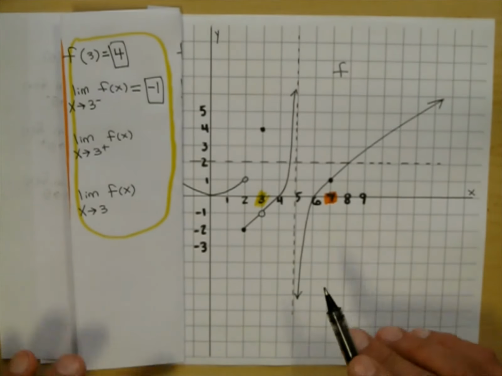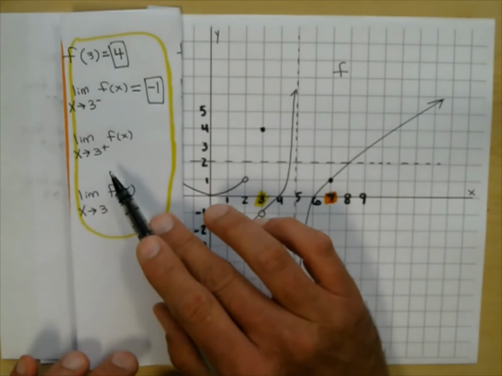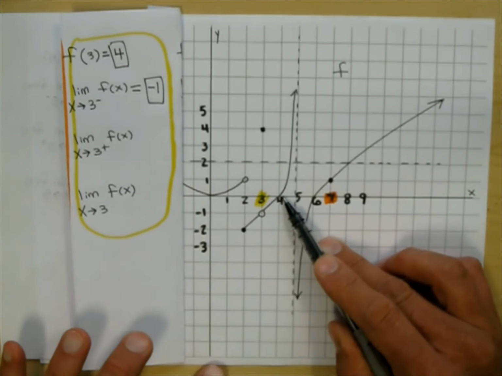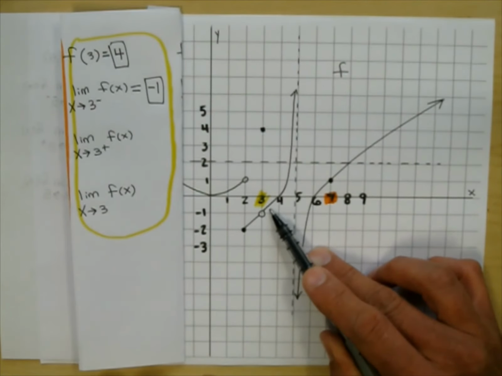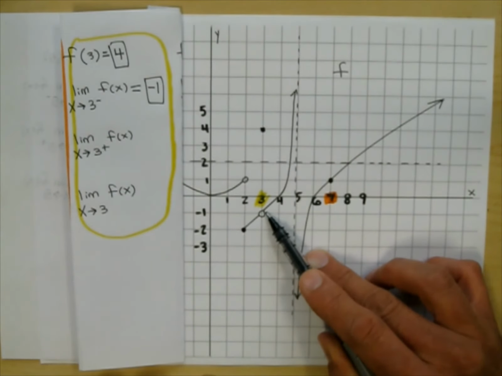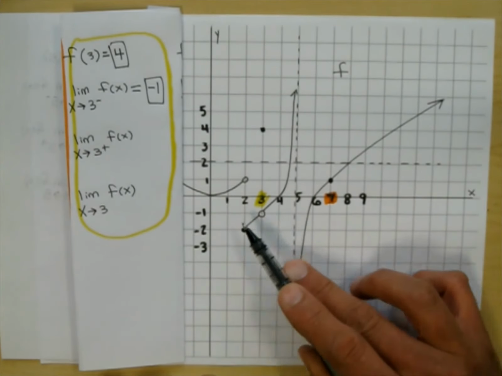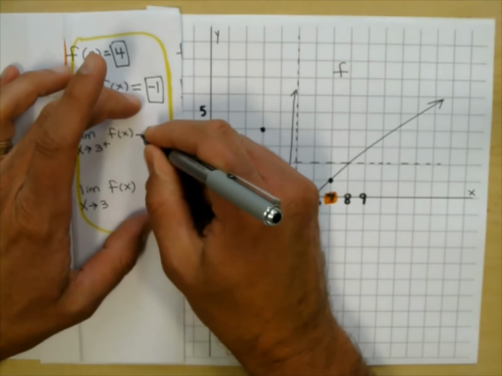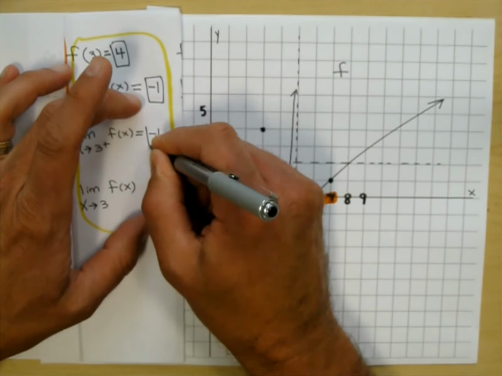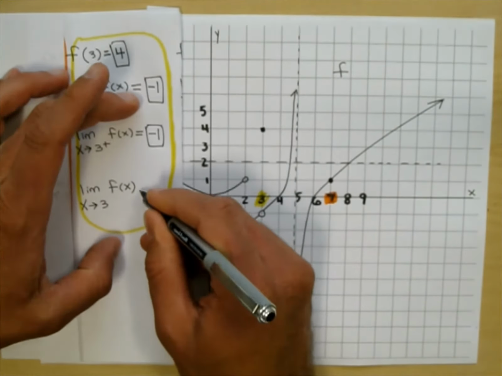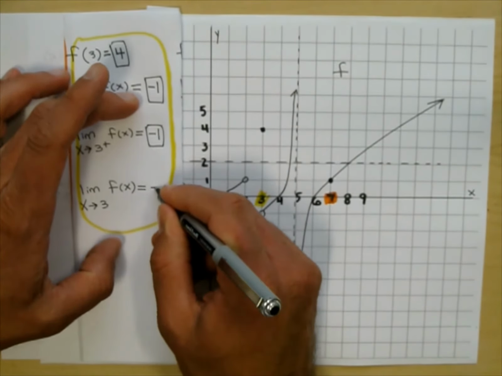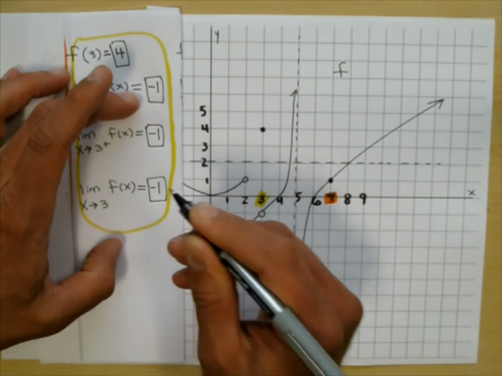Okay, limit as you approach 3 from the right. As I am walking, I'm a little bug walking from the right-hand side. Right before I step in that hole, what's the y value I'm about to step on? Well, -1 as well. Left-hand limit equals right-hand limit, therefore, the limit's going to be -1.